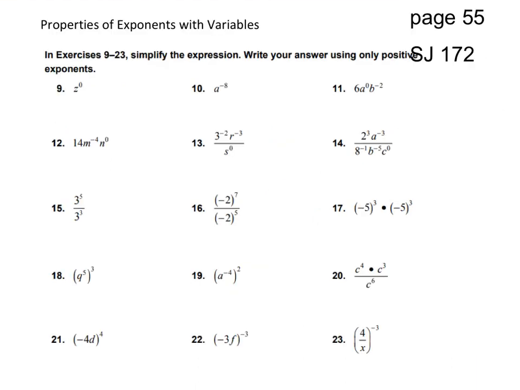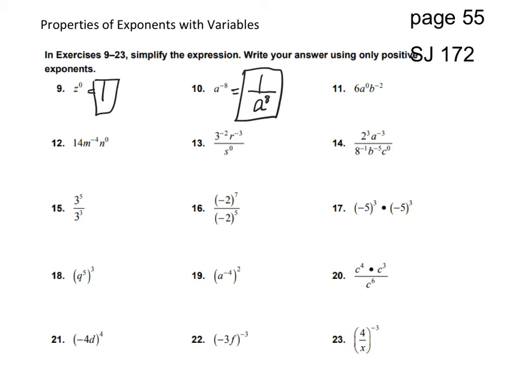Now we're going to do the same thing, but we're going to use the variables. Remember, if an exponent is negative, move the base to the opposite place that it is and make it positive. Number 9, z to the 0 power. Anything to the 0 power is 1. Number 10, a to the negative 8 power. To simplify, move your a to the denominator, make the 8 a positive, put 1 in the numerator. That's your answer.